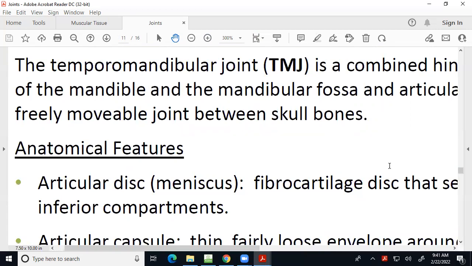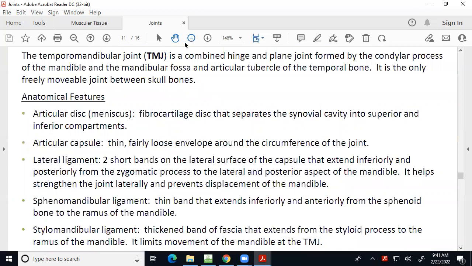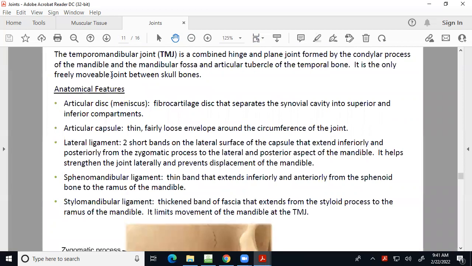Starting at the top with our only freely movable joint in the skull, your TMJ, the temporomandibular joint. It's a combined hinge and plane joint formed by the condylar processes of the mandible and the mandibular fossa and articular tubercle of the temporal bone. So it's between the temporal and the mandible. So there's where the temporomandibular joint name comes from. I usually just call it the TMJ for short.